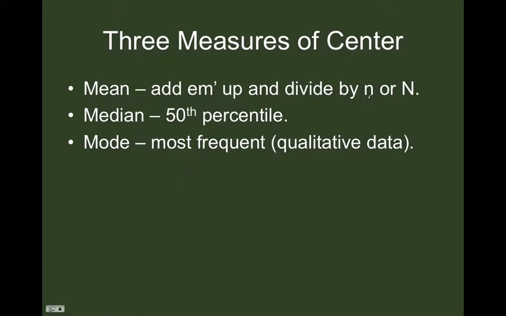Now notice I put two different n's. I put a lowercase n and I put an uppercase N. And what I want to remind you is that the lowercase n is the sample size and the uppercase N is the population size. And even though chapter 5 in the textbook is really talking about samples, I like to talk about both of these things in parallel.